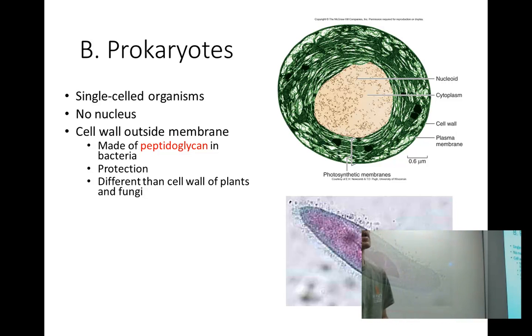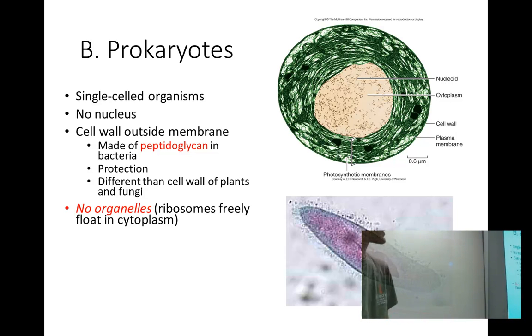Okay, their cell wall is made of a carbohydrate protein complex called peptidoglycan, and that protects the cell from drying out when it's too dry, or from absorbing too much fluid when it's too wet, or abrasion by other cells. It just keeps it contained. Okay, the cell wall in plants and fungi, they also do have a cell wall, but it's made of a different substance, so it's different. We'll go over those in a second.